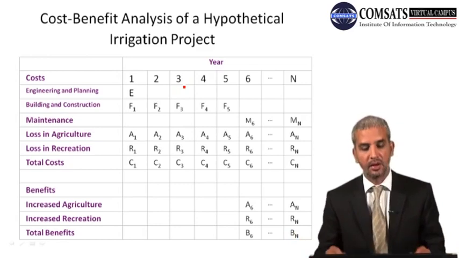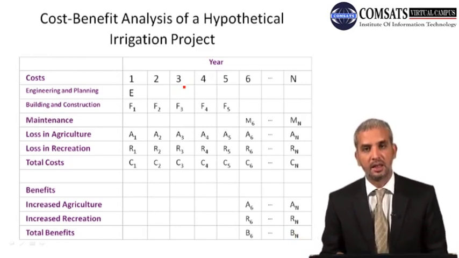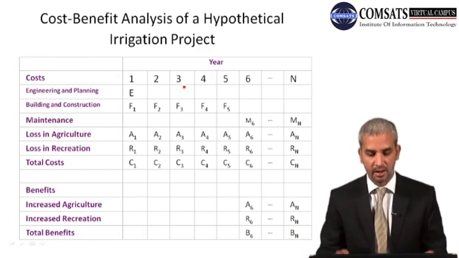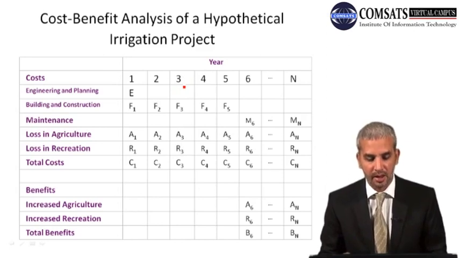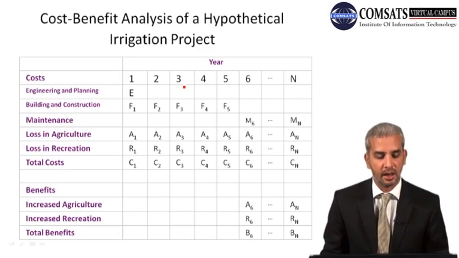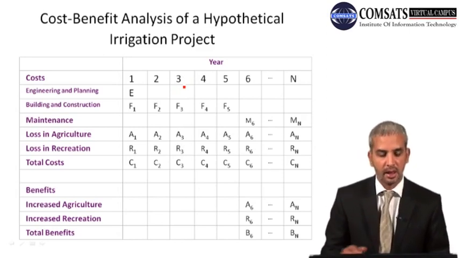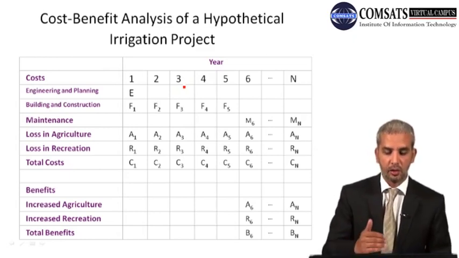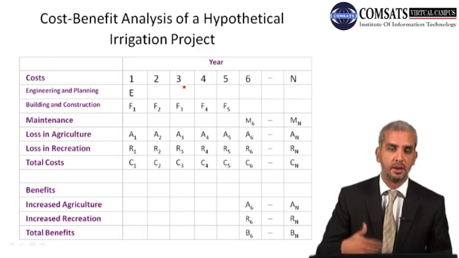So there is a table over here of a hypothetical irrigation project, and these are certain hypothetical values that we have assigned. On the left side there are costs first. Then there is engineering and planning, building and construction. Those costs would be incurred while the project is being built.